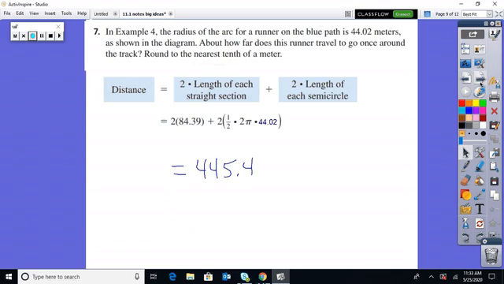And the next one wants to know how far the runner goes around on the blue path? So the outer one. Everything is the same from the last one except your radius changes to 44.02. So you can see the difference. The blue runner and the red runner actually run 400 versus 445. So there it is.